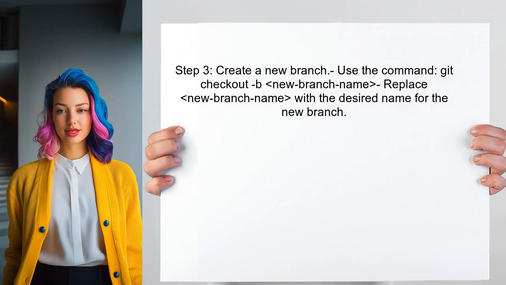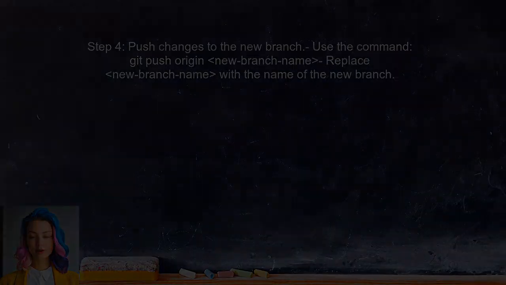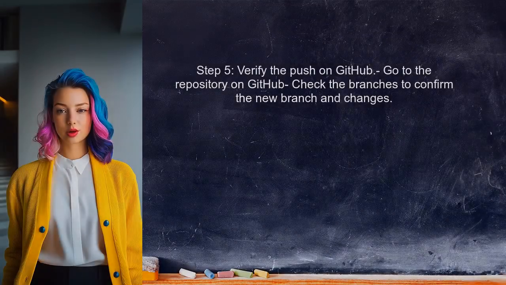After resetting the master branch, the user should create a new branch where they want to push their changes. This can be done with a simple command. Now, the user can push their changes to the new branch. This ensures that the changes are safely stored in the correct branch. Finally, the user should verify that the changes have been pushed correctly by checking the repository on GitHub.